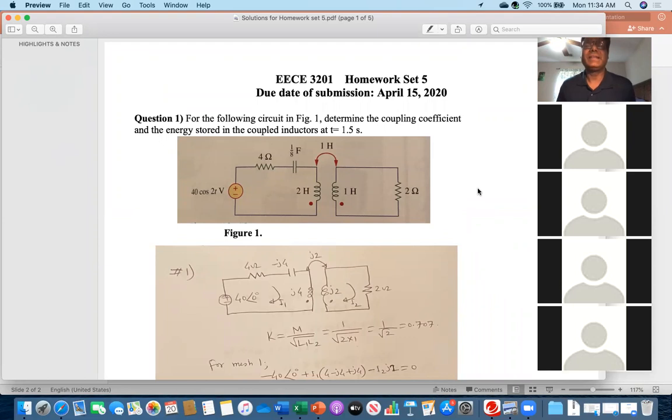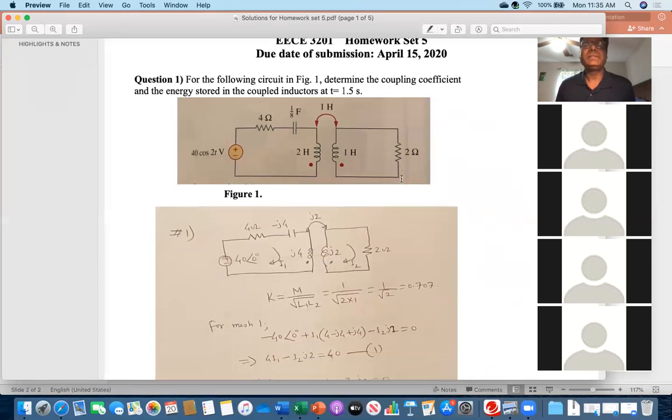Yes. Okay. So as you can see, these are your questions. Most of you have done pretty well, but there are some mistakes, especially in number 1 and sometimes in number 3. Everybody see, the first problem was: for the circuit in figure 1, determine the coupling coefficient and the energy stored in the coupled inductors at t equal to 1.5 seconds. So this was the problem.